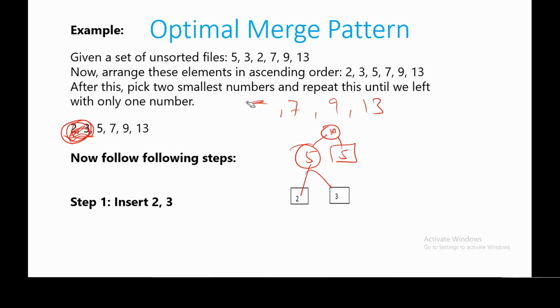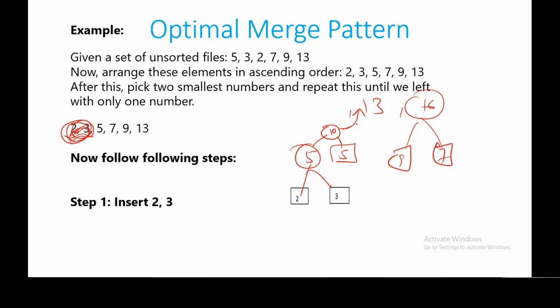So we are having a list like this: 7, 9, 13, and a new file of size 10. So we'll put this file here. Then 7 and 9 will be merged. It will be 9 plus 7, 16. तो मैं इनको हटा देता हूँ यहाँ से. 16, and 9 और 7.